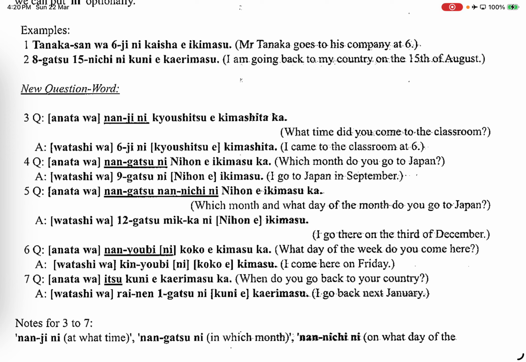Number 5. 何月何日に日本へ行きますか? So on what day, what month are you going to Japan? So since the nan is just a question word, what, and then your answer is going to be a specific number, then we have to use the ni particle behind. Okay, number 6. 何曜日にここへ来ますか? So you see for this one, 何曜日に, square bracket ni. So should I put ni or should I not put ni? So we put ni, we can justify why also, because technically days of the week are also very specific.